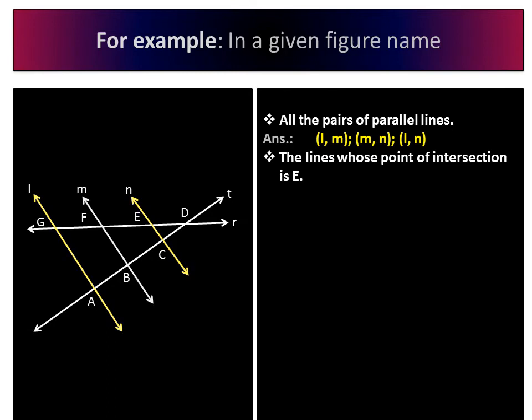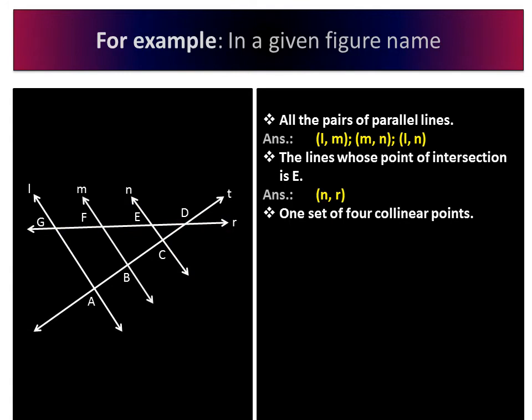See the next question. In a given figure, name the lines whose point of intersection is E, and the answer is lines N and R, because two lines N and R in a plane cut each other at point E. So E is called the point of intersection.